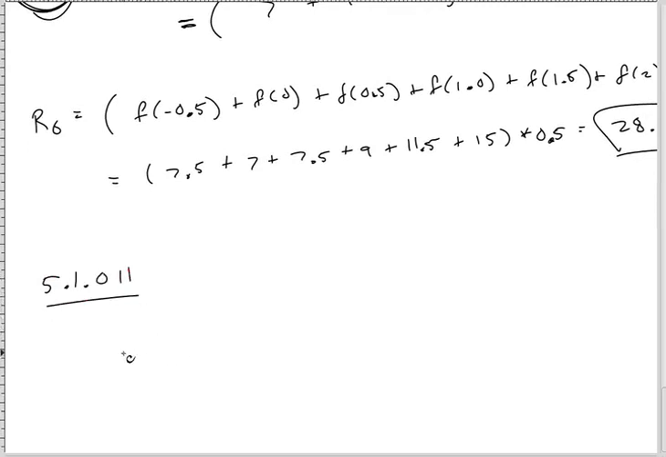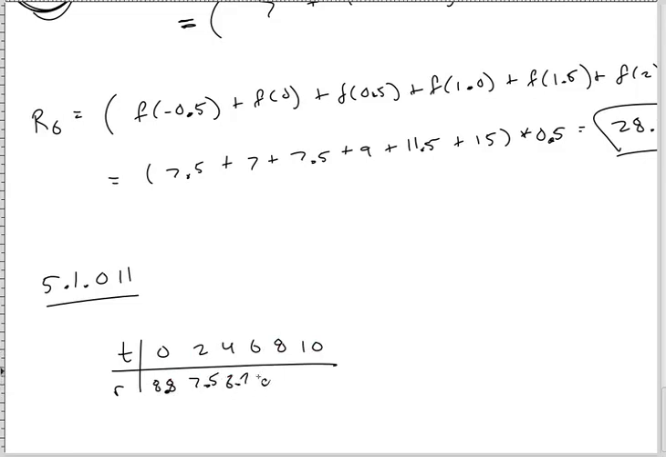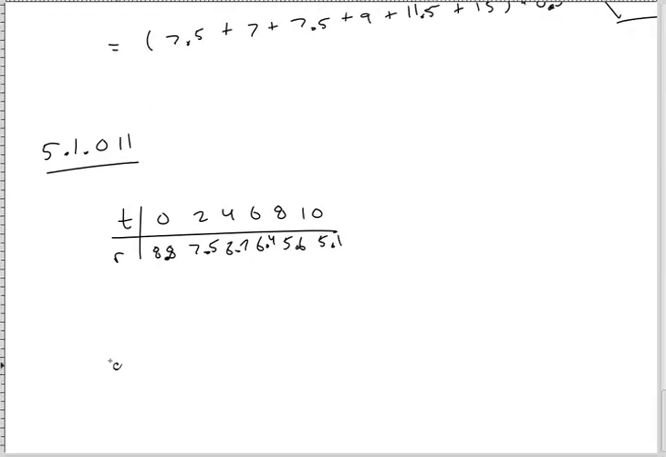I can just make that excuse. And so, let's keep going. 0, 2, 4, 6, 8, and 10. And then we have some 8.8, 7.5, 6.7, 6.4, 5.6, 5.1. All right, now they're looking for a lower estimate and then an upper estimate.